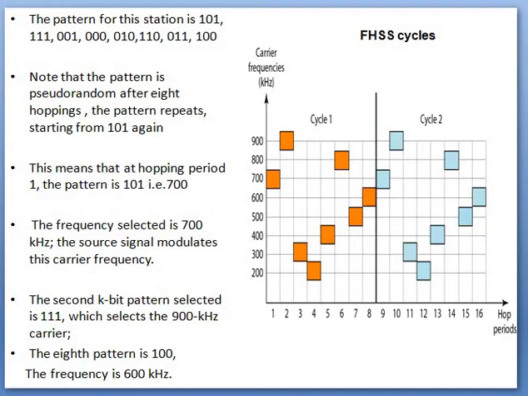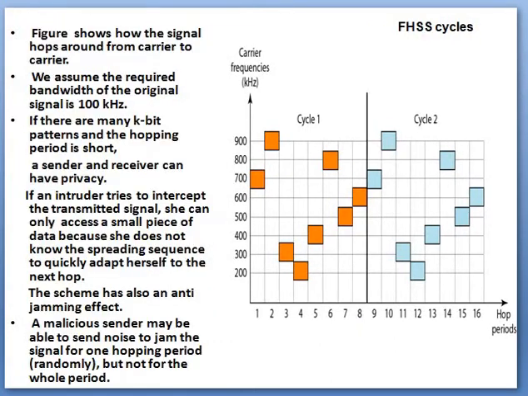The 8th pattern is 100, that is, the frequency is 600 kilohertz. The figure shows how the signal hops around from carrier to carrier. We assume the required bandwidth of the original signal is 100 kilohertz.